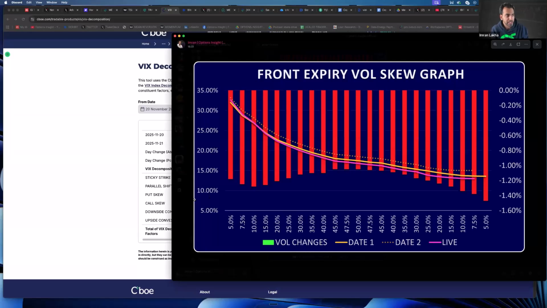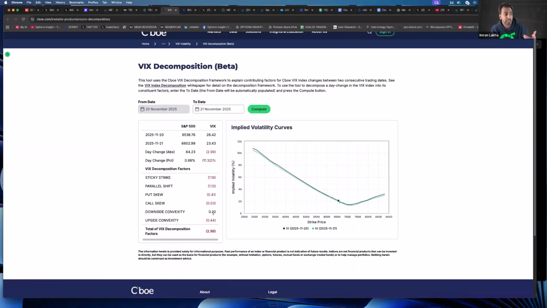And then lastly, the downside convexity: this 5 delta stuff here is not dropping by as much as, say, the 25 delta put area. So there seems to be a bit of an uptick in that really, really deep downside stuff, which would be an increase in the VIX. And that's why you see a 0.22 positive there, where the downside convexity is being supportive to the VIX, even though the overall VIX is coming down because of all the other parameters, right?